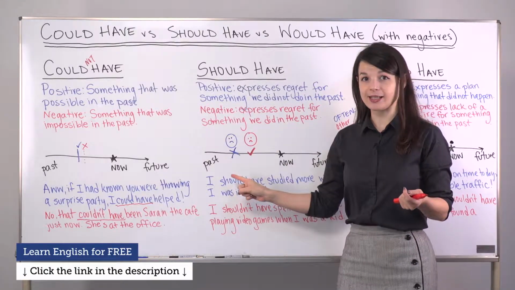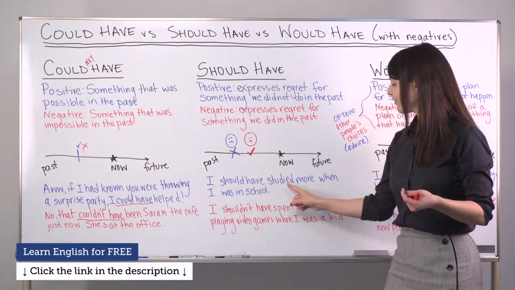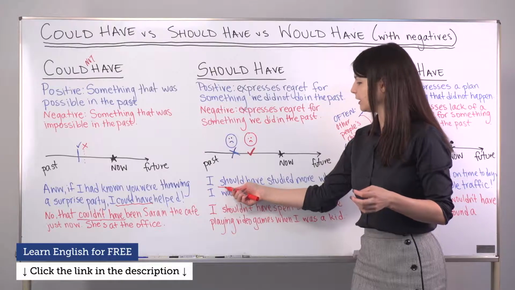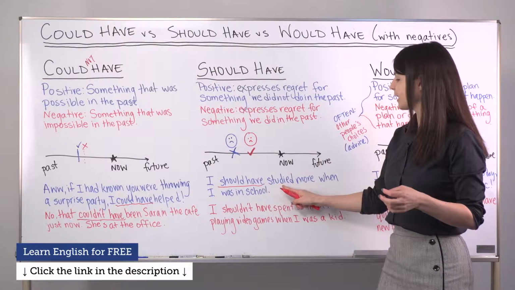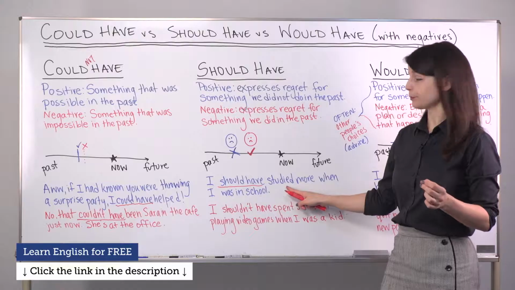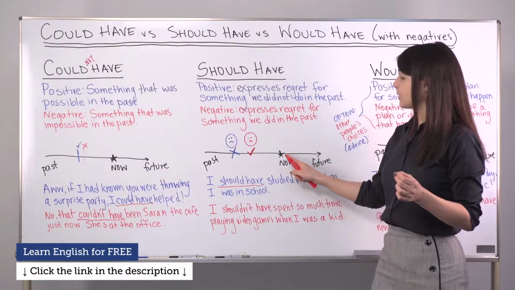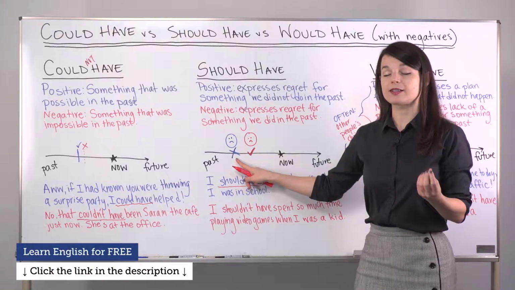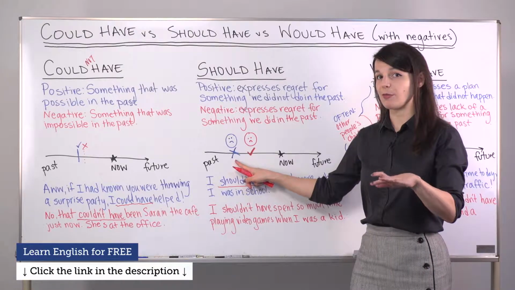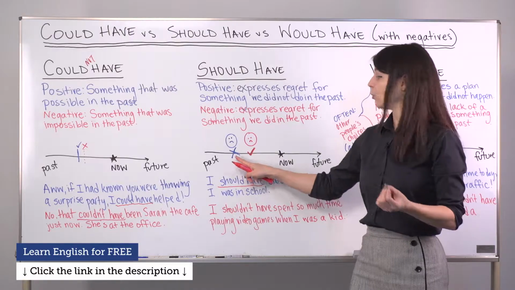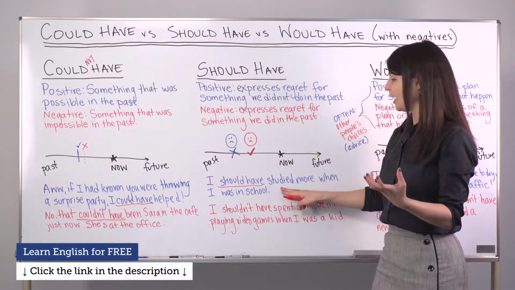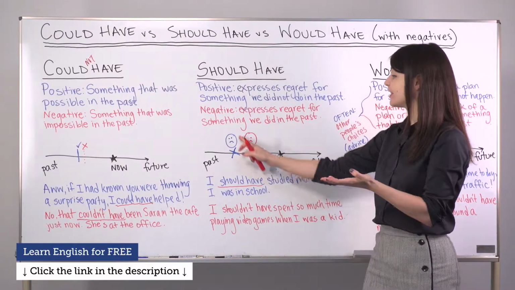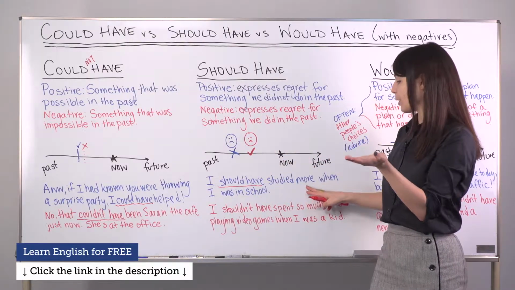So an example sentence of this. I should have studied more when I was in school. Here is the should have. I should have, and this action, studied more. So, in other words, the speaker did not study enough in the past. The speaker feels he or she did not study enough in the past, regrets that, and wants to express the change. Like, I wish I had done this thing. I should have studied more when I was in school.